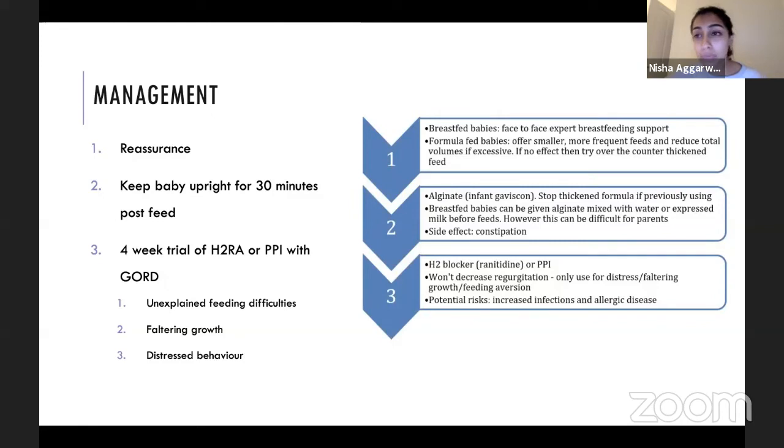The management of reflux is a lot more conservative than I think is actually practiced. Parents will get very, very worried about reflux. They may also think it's colic, which it could be, but often parents will come to you and say, I think they're a bit refluxy. And I think it's really important to reassure parents. It can be really distressing for them if their baby is crying and they're not sleeping and this baby won't settle. And I think it's really important to acknowledge that.